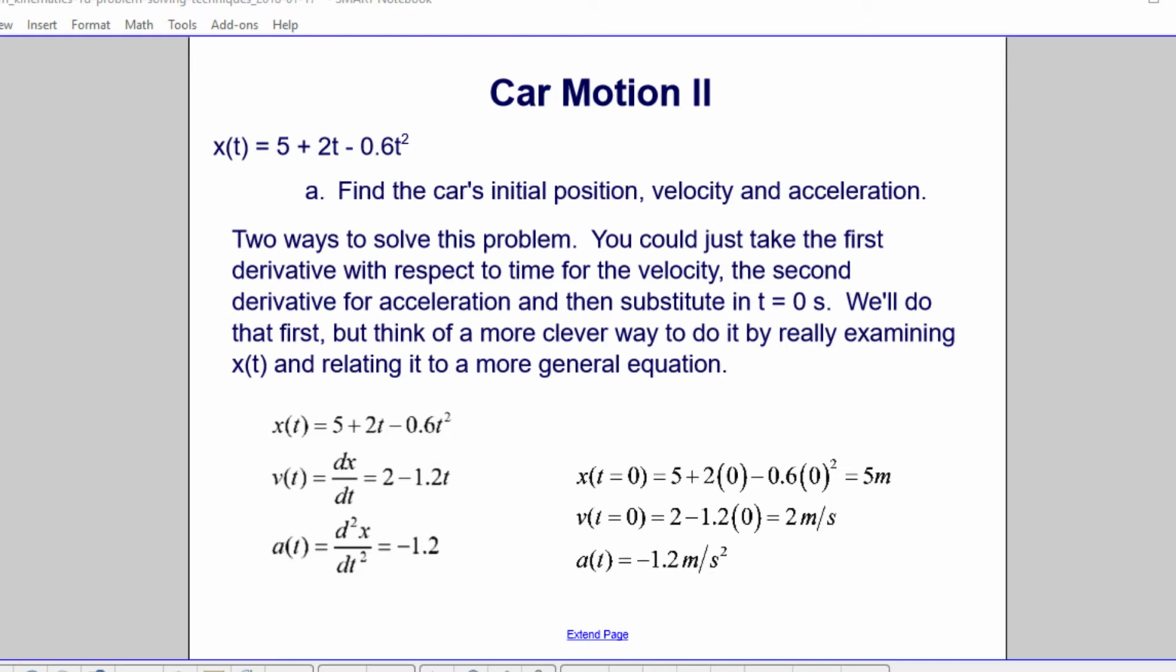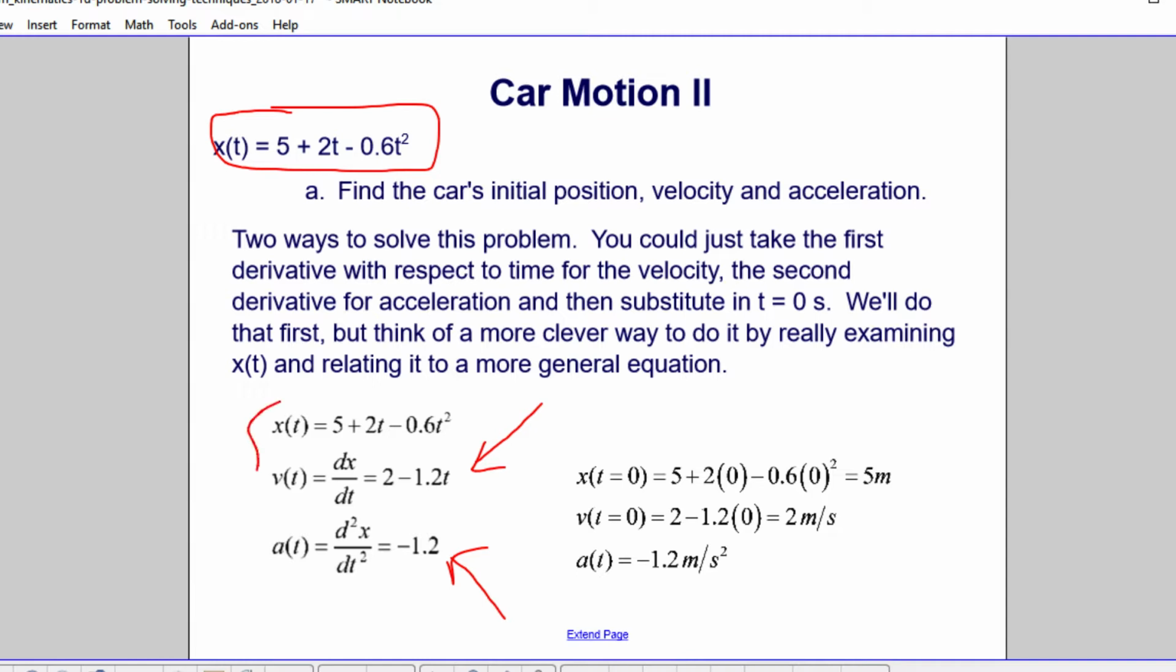There are actually 2 ways to solve the problem. You can just go ahead and take the first derivative with respect to time, and that will find the velocity. And then take the second derivative of position, or the first derivative of velocity, and find the acceleration. Then substitute in t equals 0 seconds because we want the initial values. We'll do that first, but while you're doing it, think of a more clever way to do it by really examining this equation up here and relating it to a more general equation.